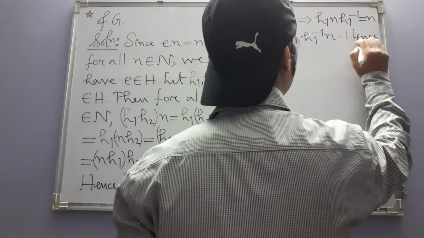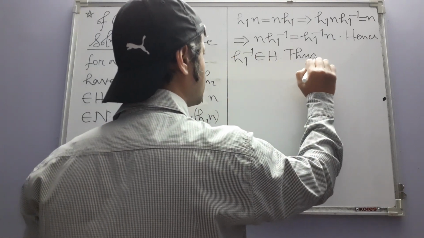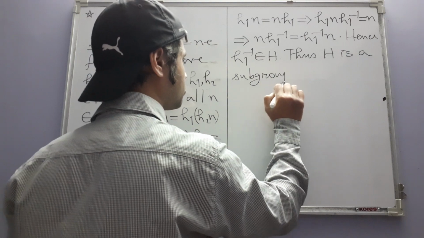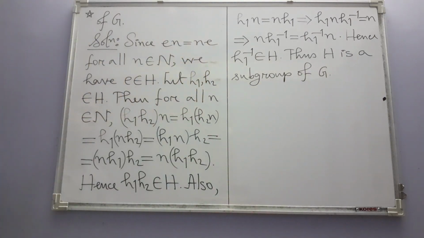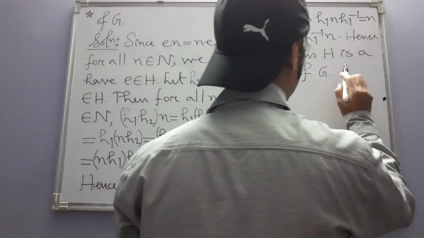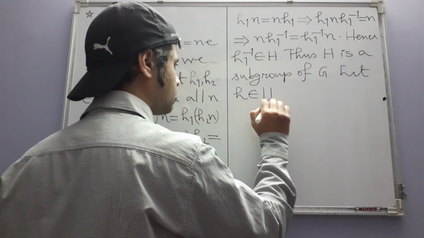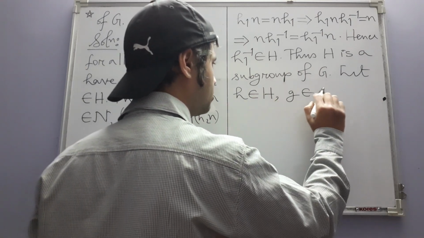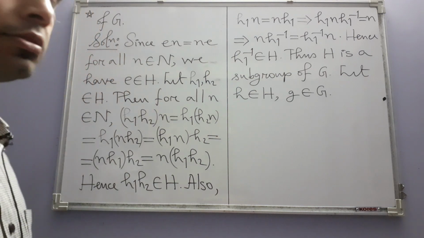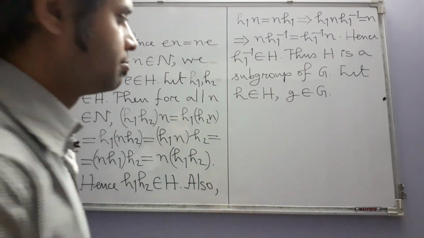Hence this belongs to H. Thus H is a subgroup of G. Okay, and now we come to the normality part. To prove that H is normal in G, let us consider h in H and g in G, and let us first write what we need to prove, and then see where we can get from there.